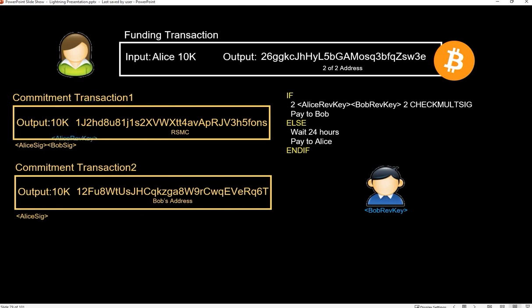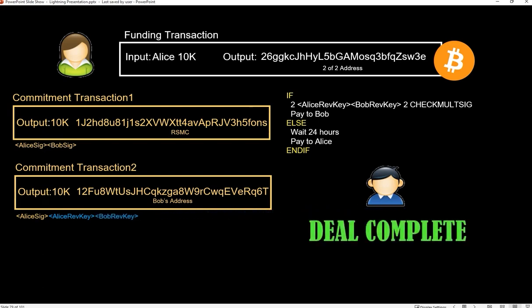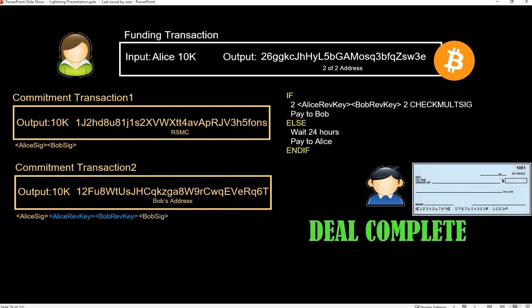Bob is like, all right, oh, sorry. Bob is like, you know what? Your signature isn't enough. I need to get your revocation key as well. Alice is like, oh, sorry, my bad. Alice goes ahead and gets her revocation key. Now that Bob has her signature and the revocation key, now he knows he's seriously good to go. Now, why does he know that? Because he has all the information he needs to spend from the other condition.